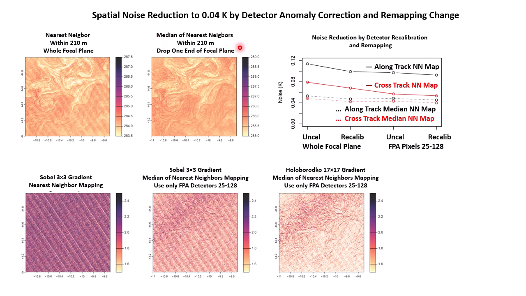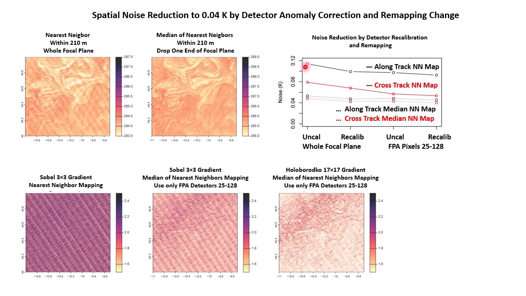We use the median of the nearest neighbors within 200 meters, and we draw from the whole focal plane. When we do that, much of the stripe noise disappears visually, and when you look at the effect of a gradient calculation, the gradient in the raw image is completely dominated by stripes. We've reduced it by our nearest neighbor mapping, and then if we use a more complicated low noise gradient operator, we can get rid of even more noise, and the sharp gradients are mapped in the place you expect based on the raw data.